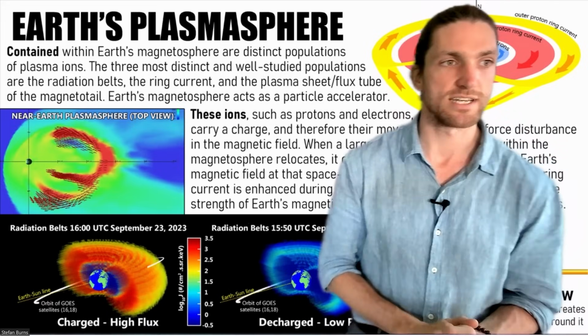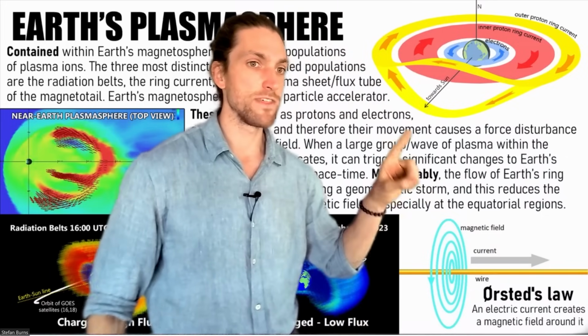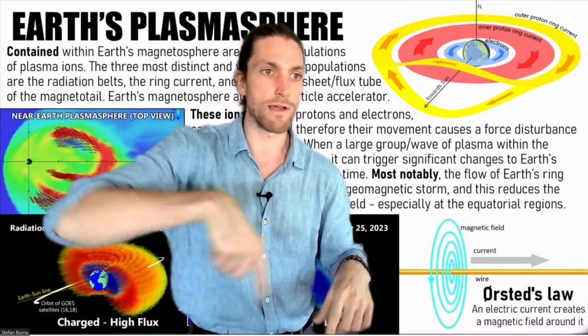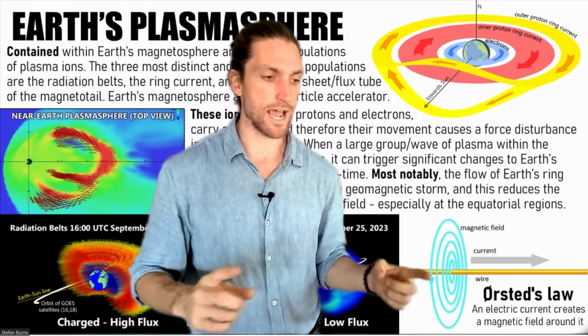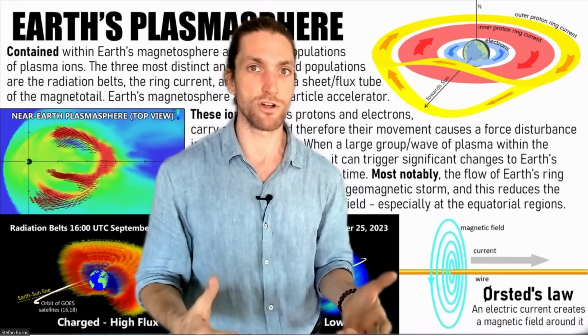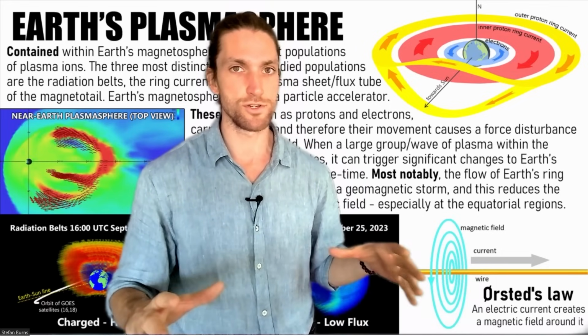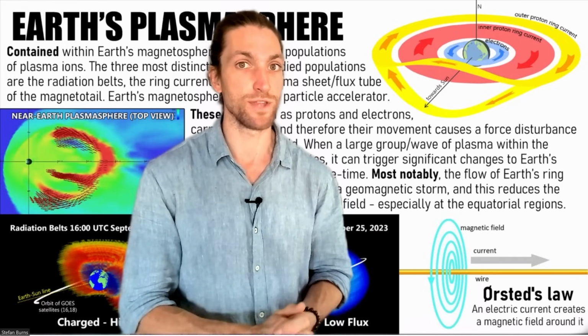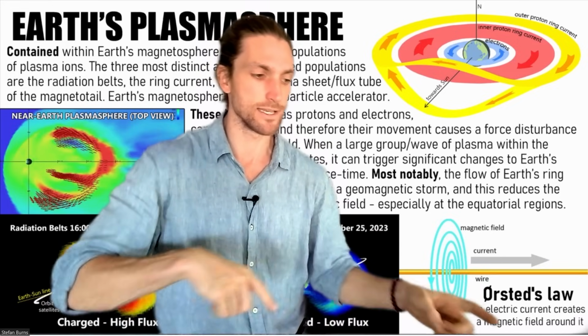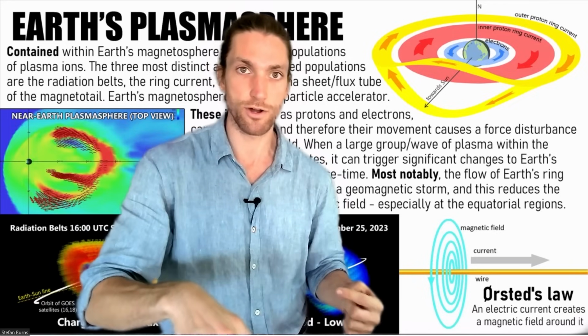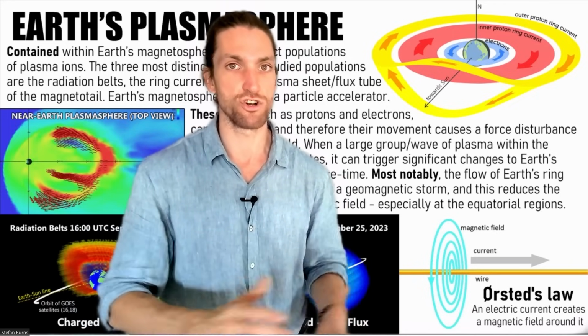We'll discuss that more in depth in the next one. We also have the ring current, which flows around the planet. This is an equatorial current of electrons, but mostly protons. And this serves to weaken Earth's magnetic field at the equator, because this electric current from the ring current creates an oppositional magnetic field.